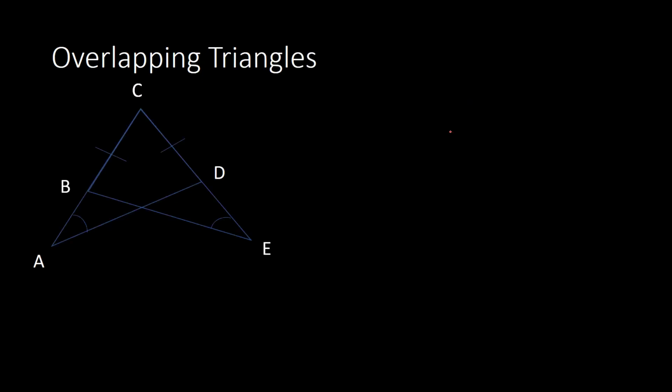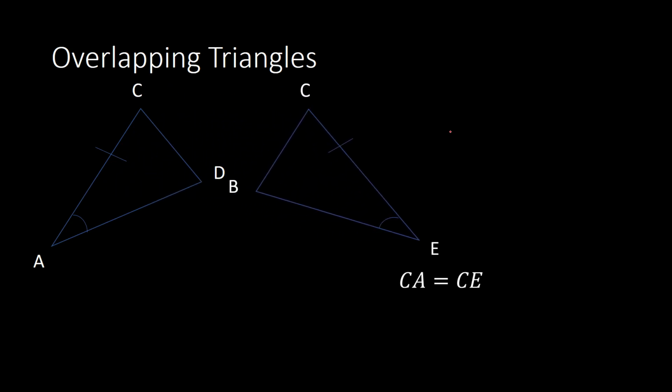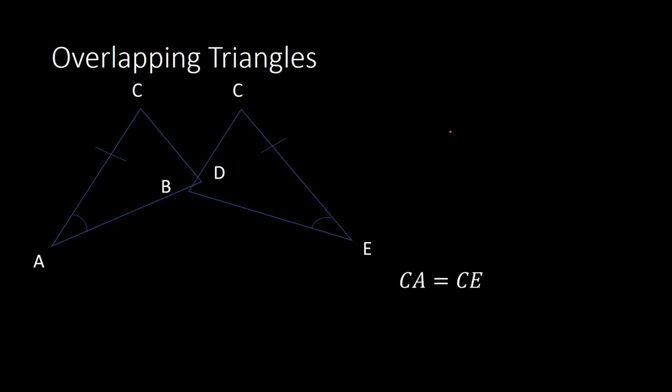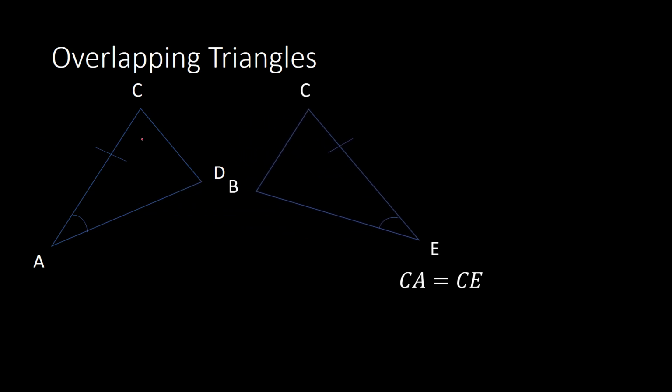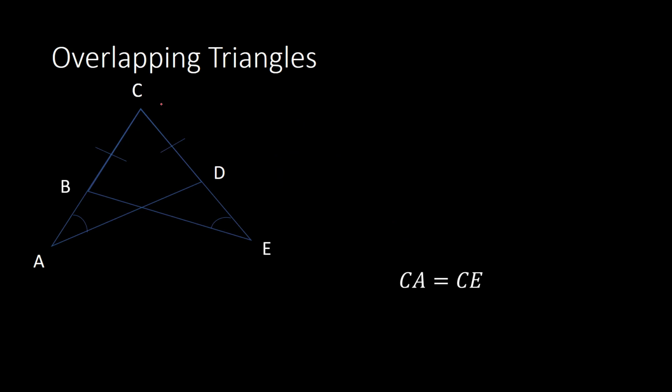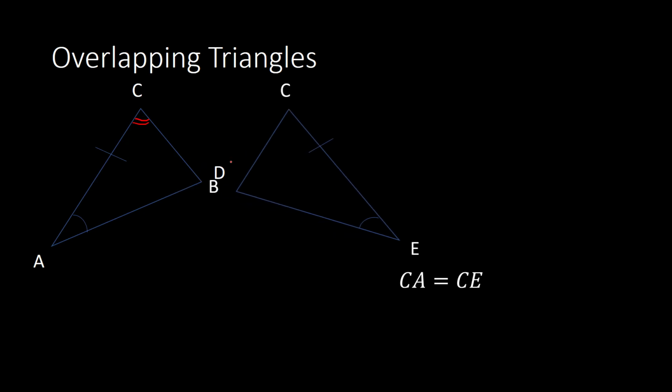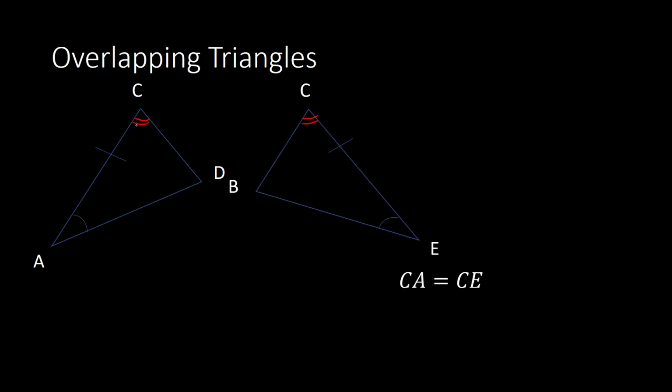And then lastly, putting everything together with overlapping triangles, our objective is to determine if we have congruent triangles, and if so, which triangles are congruent, and what is the reason. So notice I can separate these two triangles, where CA and CE are congruent or equal. I separate these, so now we have two triangles, and they will look like this. And notice that when I separate, this angle up here is being shared by both triangles. So this angle is congruent to that angle over here.